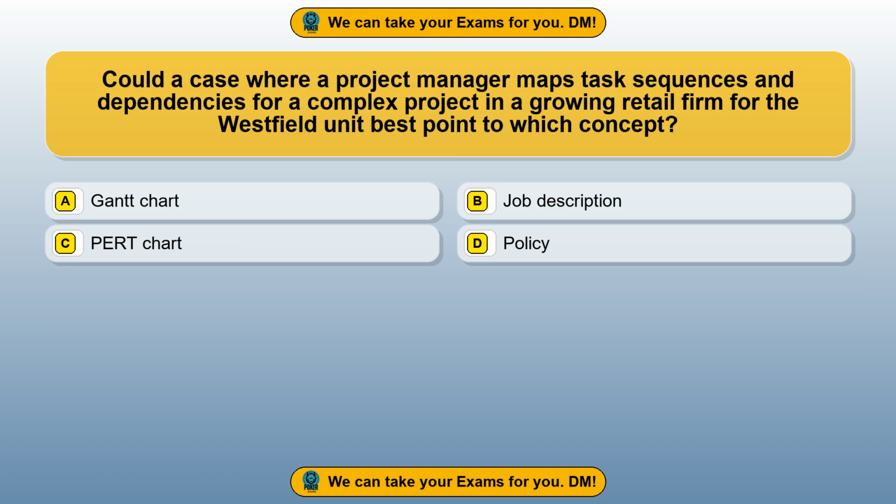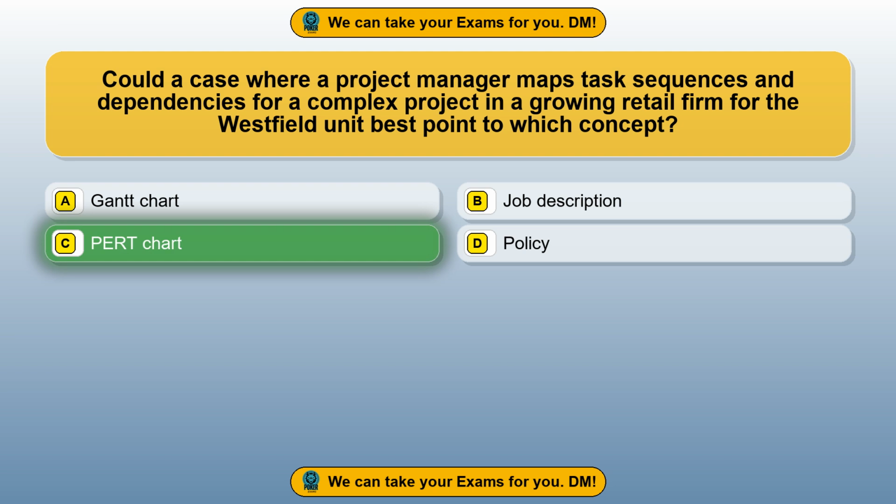Question 16. Could a case where a project manager maps task sequences and dependencies for a complex project in a growing retail firm for the Westfield unit best point to which concept? Option A, Gantt chart. Option B, job description. Option C, PERT chart. Option D, policy. The correct answer is option C, PERT chart.